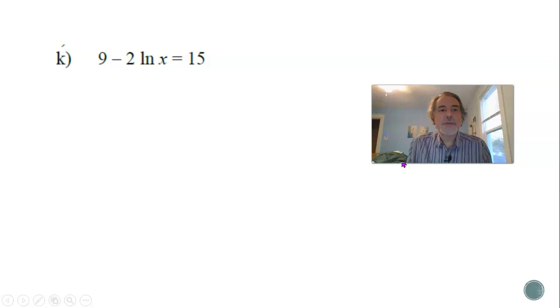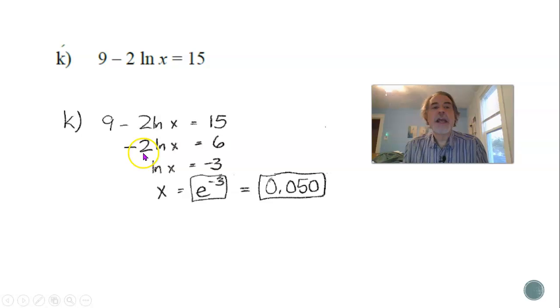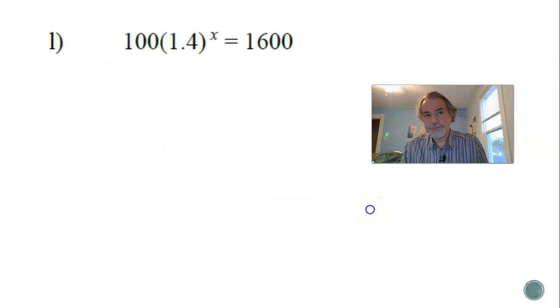9 minus 2 times ln of x equals 15. First, solve this equation to get ln of x equals something. So subtract 9 on both sides, you get negative 2 ln x equals 6. Divide both sides by negative 2, you get ln of x equals negative 3. Now to undo the ln, take e to both sides. e to the ln of x would just be x, and e to the negative 3, put that into your calculator, it comes out as, well, to the nearest thousandth, 0.050.